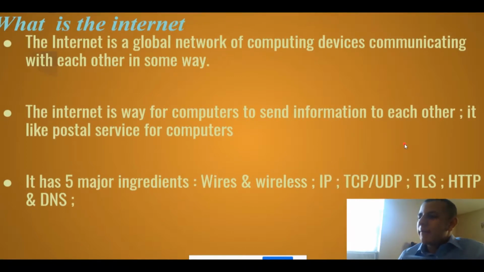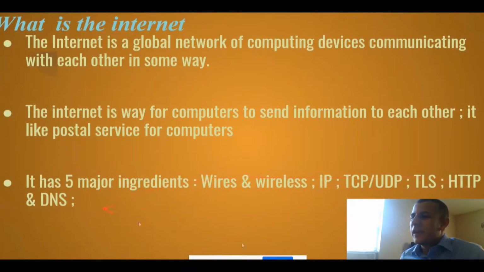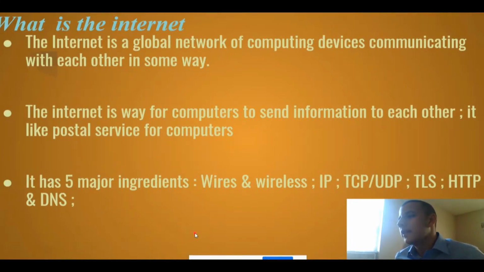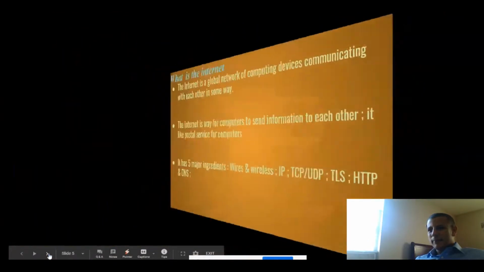There are 5 major ingredients for the internet: wires and wireless, IP, TCP/IP, or TCP or UDP, TLS, HTTP, and DNS. We'll look at all the 5 ingredients in this lesson. It's just an introduction lesson, and we'll definitely break these down further in the lessons to come. So let's get into it.